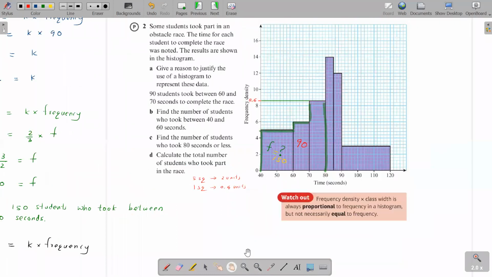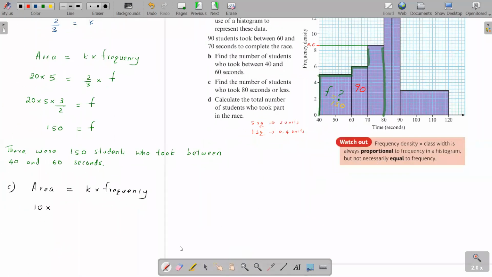Then area is length into breadth, so 10 into 8.6 equals, K value is known, right? 2 over 3 into frequency. So 10 into 8.6 into 3 over 2 equals frequency. How much is the answer? 10 into 8.6 into 3 divided by 2. How much? 129.